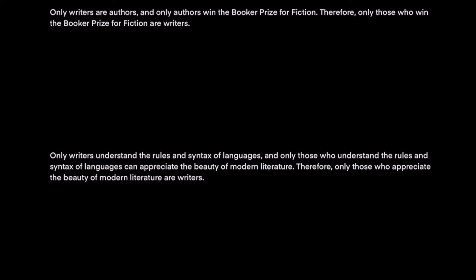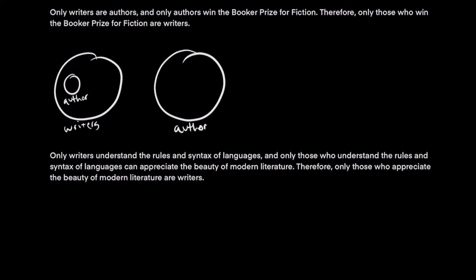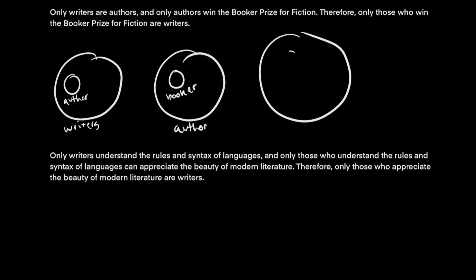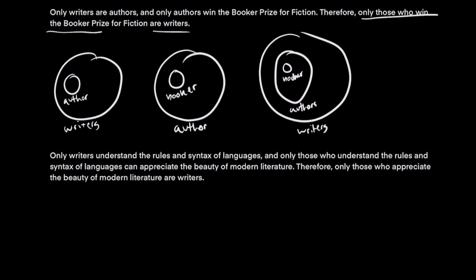So only writers are authors. That means of the group of writers, every author is part of that group. Okay, and then this is saying only authors win the Booker Prize for fiction. So of the group of authors, those who win the Booker Prize for fiction are part of that group, right? So when we combine these, we see that this is a nested three-group structure, where this is writers, authors, and finally Booker Prize winners. But this is saying, therefore, only those who win the Booker Prize for fiction are writers.